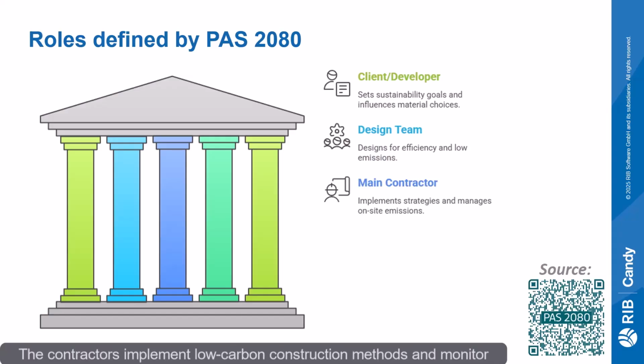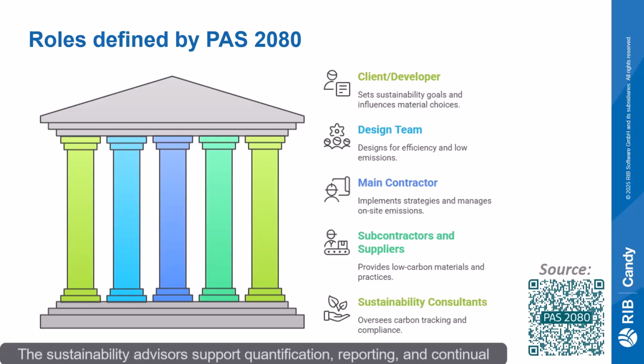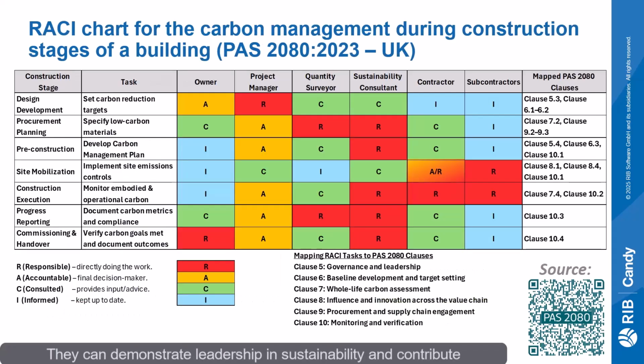The contractors implement low-carbon construction methods and monitor site emissions. The product and material suppliers provide transparent carbon data and innovate toward lower carbon alternatives. The sustainability advisors support quantification, reporting, and continual improvement. By aligning with PAS 2080, organizations can reduce emissions and costs, improve tender competitiveness. They can demonstrate leadership in sustainability and contribute meaningfully to climate goals.